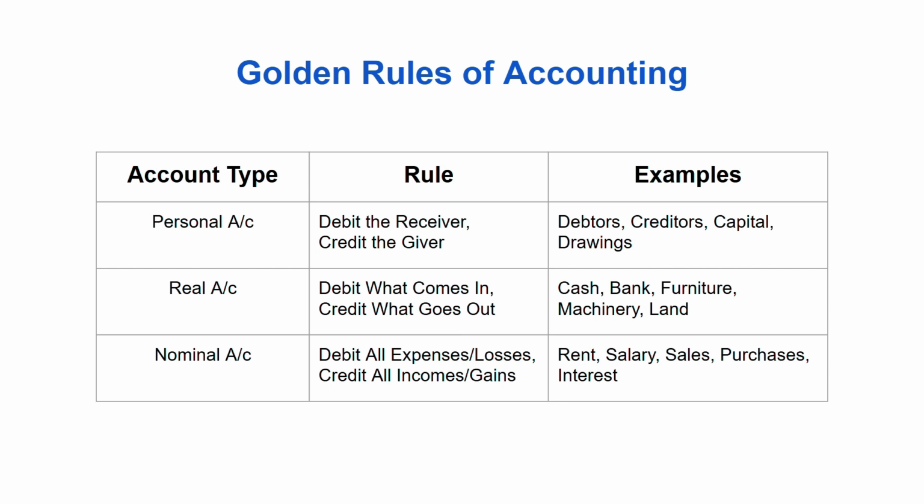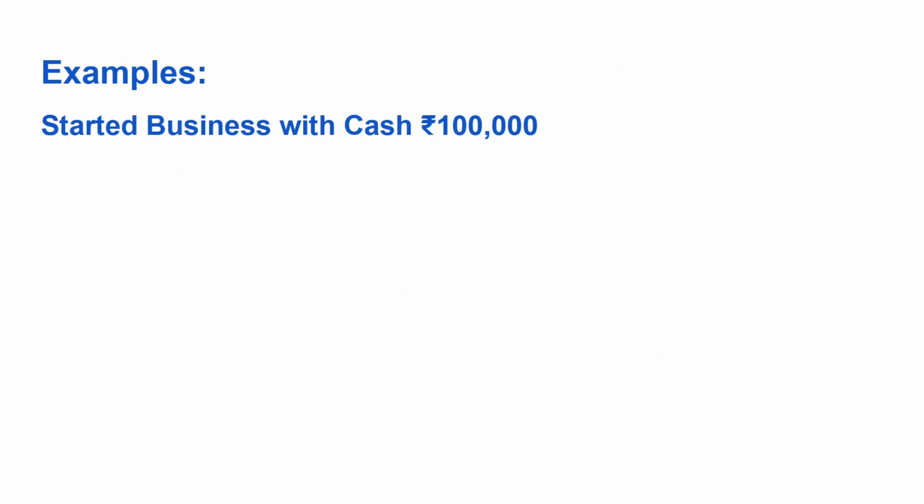These three golden rules are the key to every journal entry. Now let's apply these rules to the journal entries one by one. Let's start with the examples. Started business with cash rupees 1 lakh. Here the two accounts affected are cash account and capital account.